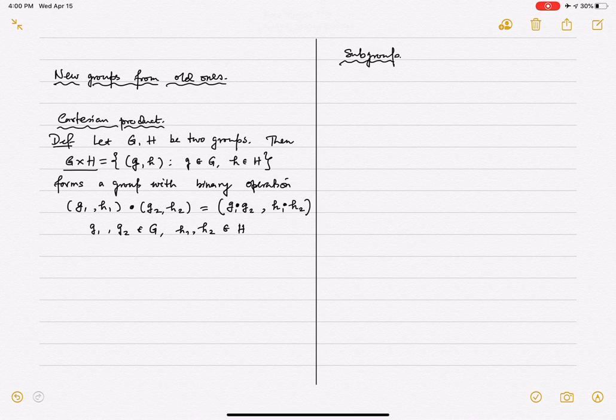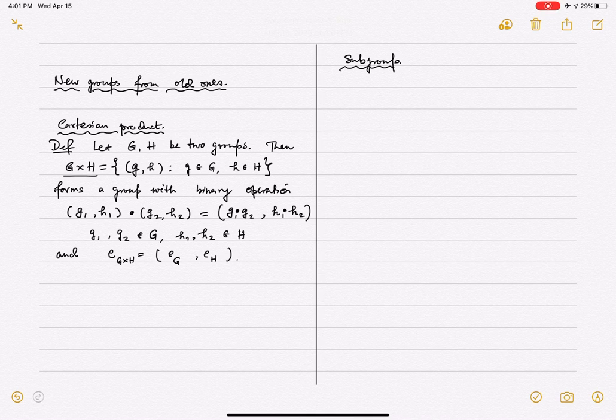So G cross H becomes a group with the binary operation defined by this, and you also need a special element called the identity. So here the e is going to be (e, e). Except this is a little confusing. These e's are different e's. This e here is the identity of the group G, and this is the identity of the group H. So if there is a chance of confusion, we'll write them like this. And the e on the left-hand side is the identity of G cross H that I just defined. And what you have to do is check that the group axioms hold. And that's very straightforward. We'll leave that.